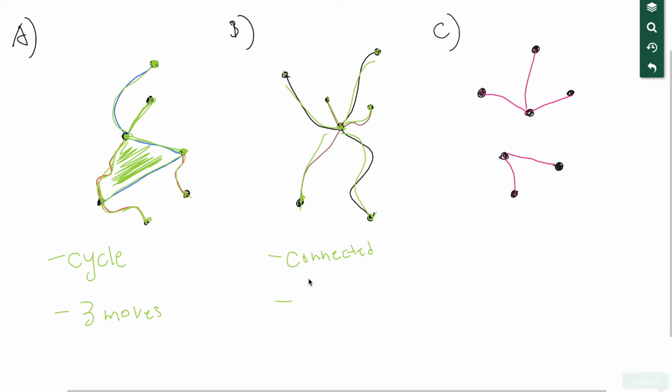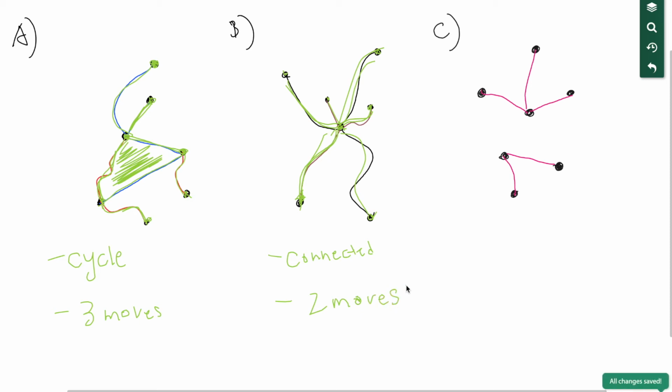And another difference is that in order to get from one point to another point, you need 2 moves, right? In graph A, we need 3 moves, but in this graph, we need 2 moves. So that's 1 move if we want to go from this point to this point, and we need a second move that goes here. If I want to go from this point to this point, we need, again, 2 moves: 1 move here, and the second move there. So we can say we need 2 moves.